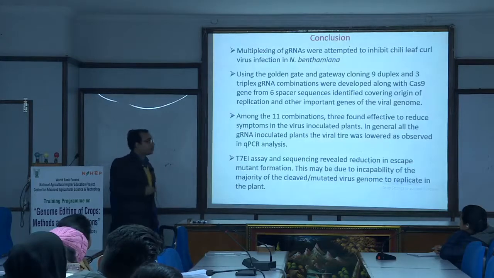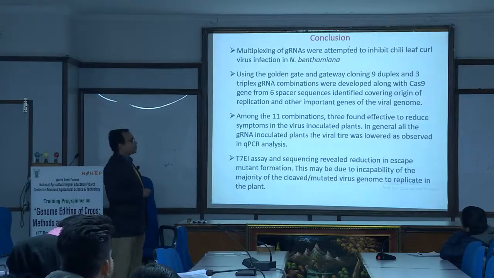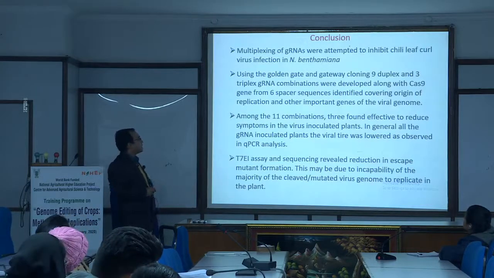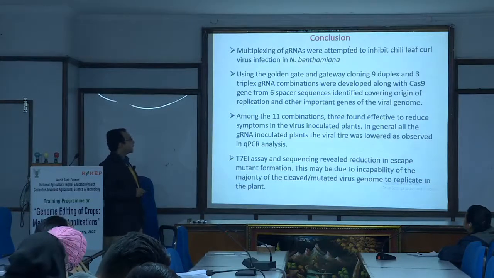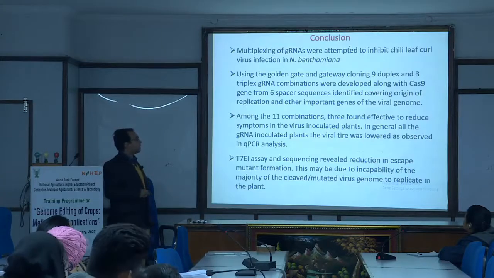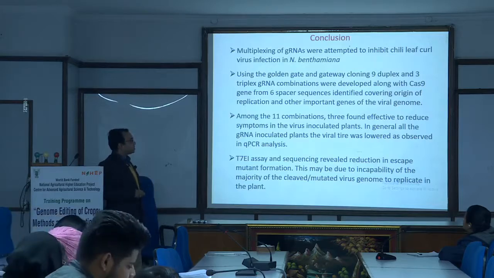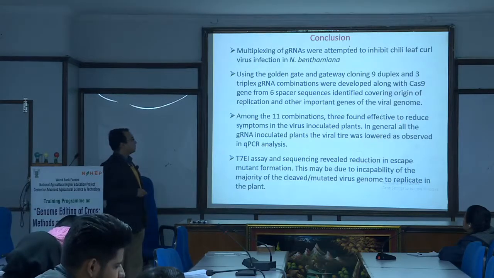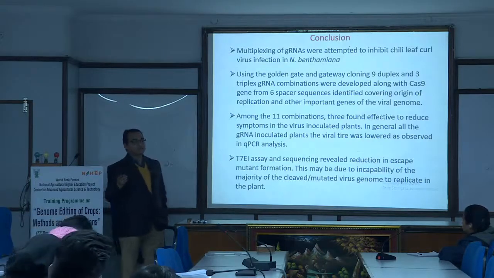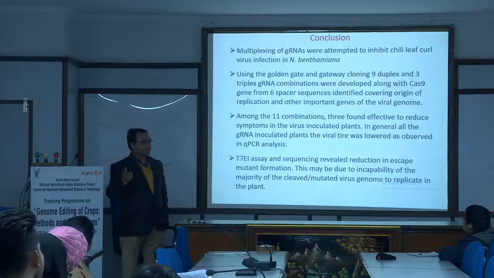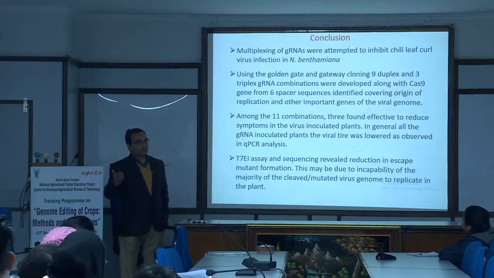So, conclusion: multiplexing of the gRNAs was attempted to inhibit chili leaf curl virus infection in Nicotiana benthamiana. Using Golden Gate and Gateway cloning, 9 duplex and 3 triplex gRNA combinations were developed with Cas9 from 6 spacer sequences identified, covering the origin of replication and other important genes of the virus. Among the 11 combinations, 3 were found effective in reducing symptoms in the virus-accumulated plant, and remember that the triplex is not giving that much more reduction. So, it is not that if you introduce more gRNA you will get a very good result.